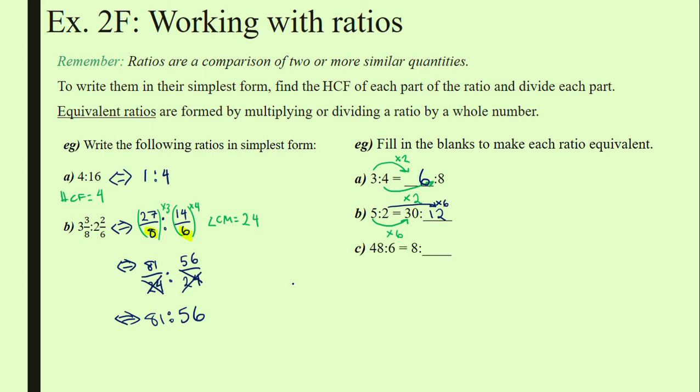Last one. Again, we're going to look at the first two, except this time we're going from the number 48 to the number 8, which is much, much smaller. So we're dividing. 48 divided by what is 8? 48 divided by 6 is 8. So we're going to do the same thing going the other way. 6 divided by 6 is 1.